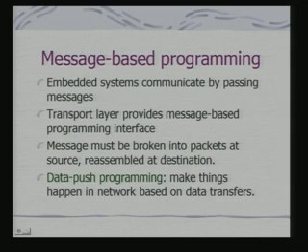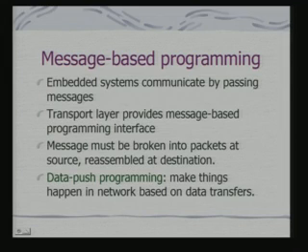Now, obviously, in this kind of network, since you do not have a shared memory, how do the tasks communicate with each other? The basic way for such communication would be messages. So, embedded systems in such cases would communicate by passing messages. And the transport layer in the OSI model provides the basic message-based programming interface, and typically a message must be broken into packets at the source and reassembled at the destination. This is the basic feature of a packet network, and each packet can follow a different path.